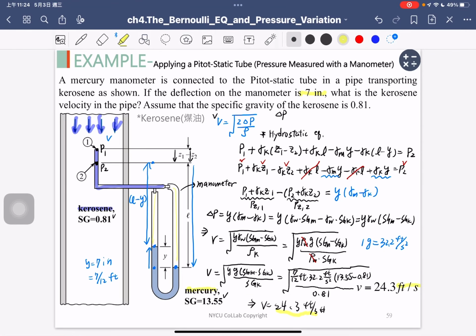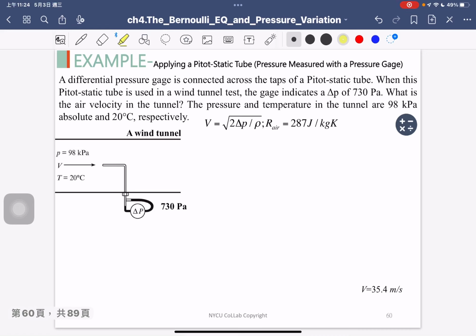Okay, so we almost still have the 10 minutes. We have another exercise, and we can also practice how to apply the Bernoulli equation to predict the flow velocity. This exercise is a different material. We are in the wind tunnel, so that means the fluid is a gas, air.